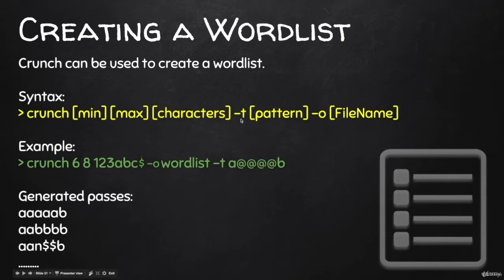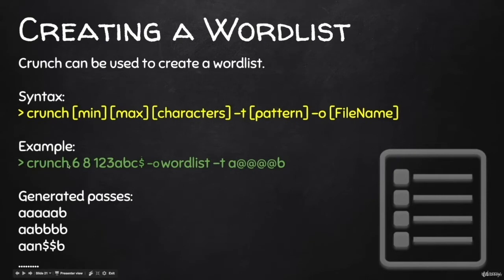You can also use the option -t, which is optional, to give a pattern. So for example, let's say that you were looking at the person while they were typing their password, and you've seen that the password will start with an A. So you can tell Crunch that the password will start with an A, and then give me all possible combinations of passwords that start with an A. And after that, we use the -o option to specify the file name where the passwords are going to be stored.